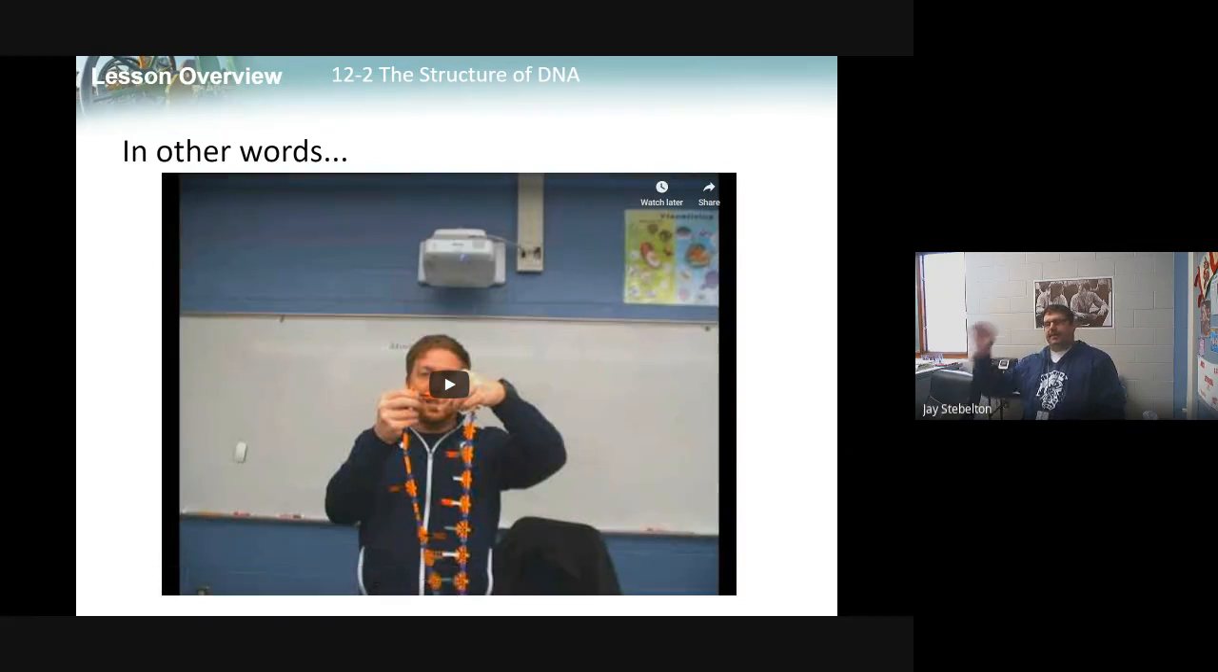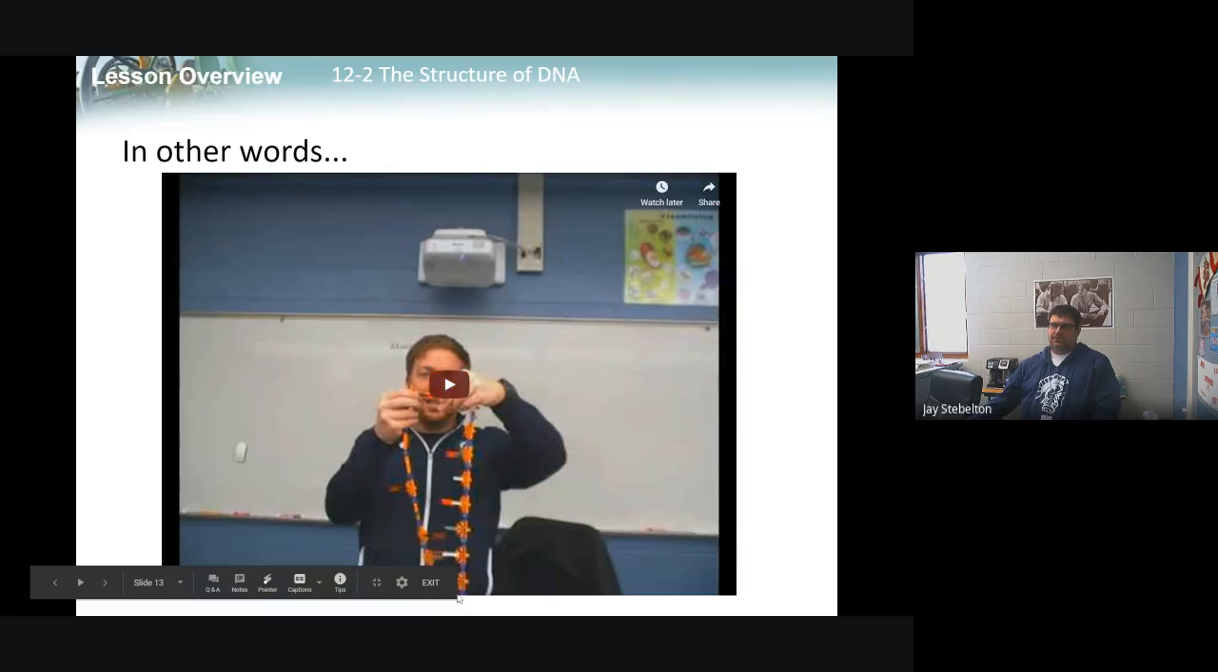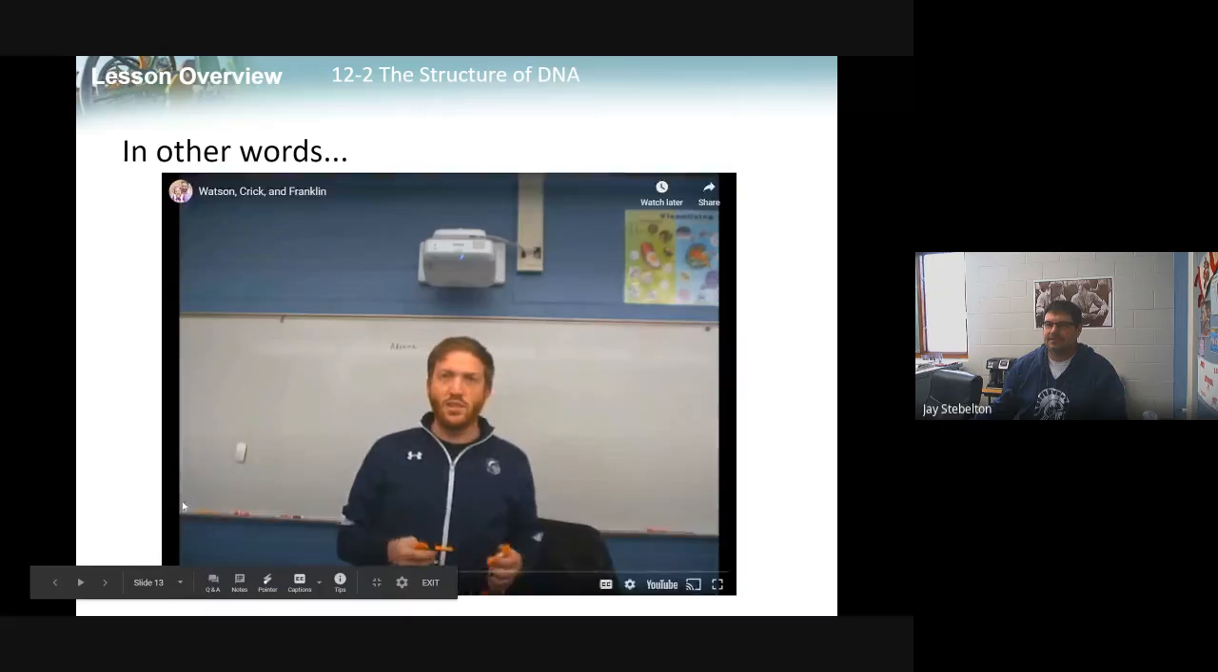Okay, so from that little demonstration there from Coach Moore, just know that A pairs with T and they have the same percent according to Chargaff's rules, and C pairs with G. And when they pair up, that forms two sides of the ladder, and the ladder is actually twisted into the helix.